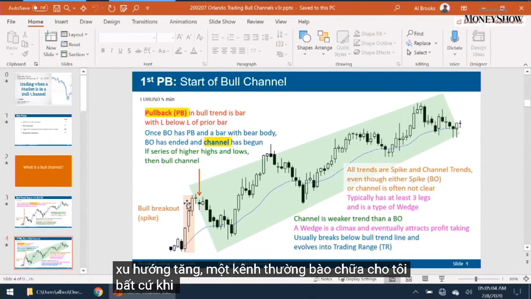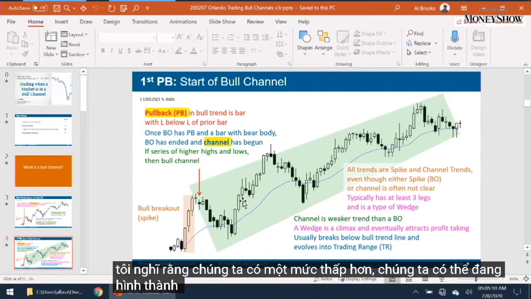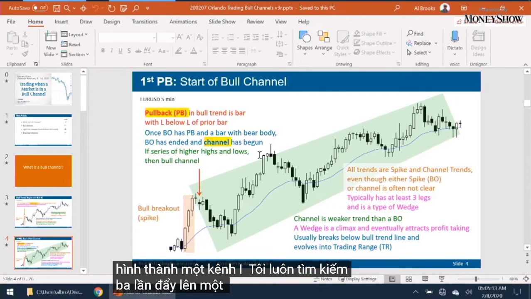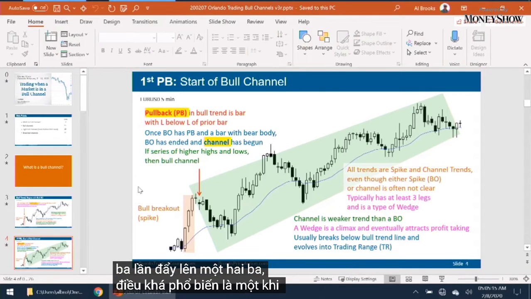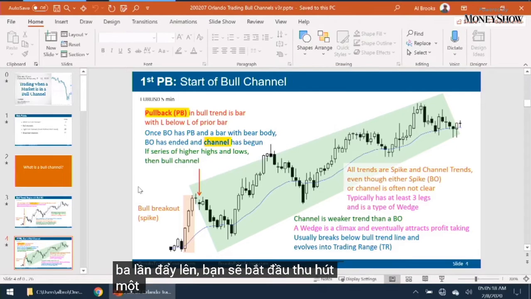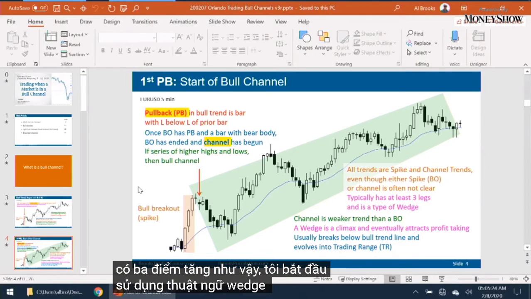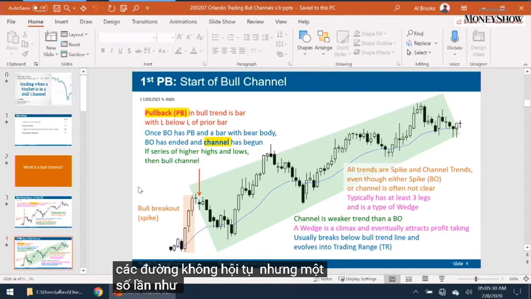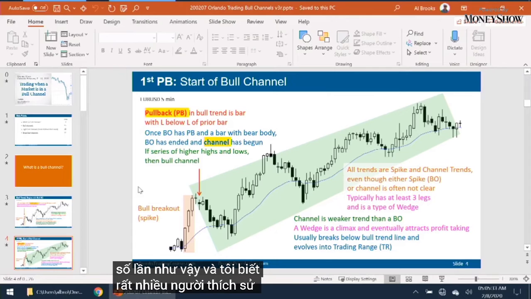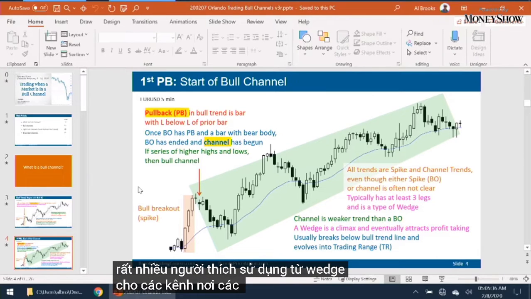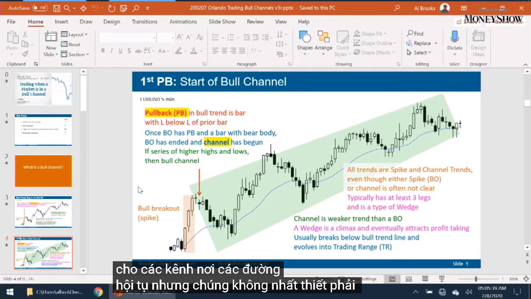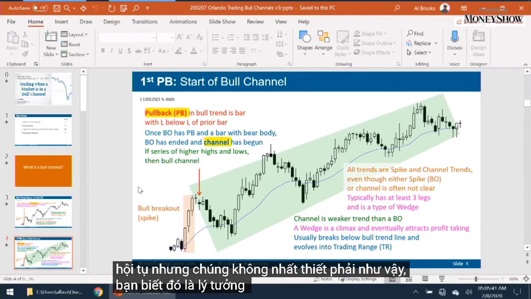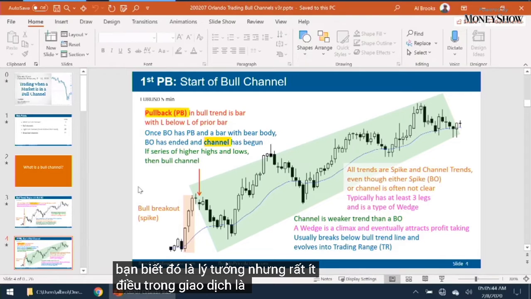Typically, whenever I see a breakout and I think we have a higher low, we might be forming a channel, I'm always looking for 3 pushes up. 1, 2, 3. It's pretty common that once you've had 3 pushes up, you'll start to attract some profit taking. And any channel that has 3 legs up like that, I start to use the term wedge. And most of the time, the lines are not convergent, but some of the times they are. And I know a lot of people like to use the word wedge for channels where the lines are converging, but they don't have to be. That's ideal, but very few things in trading are ideal.